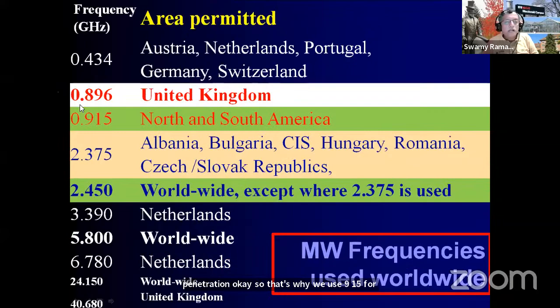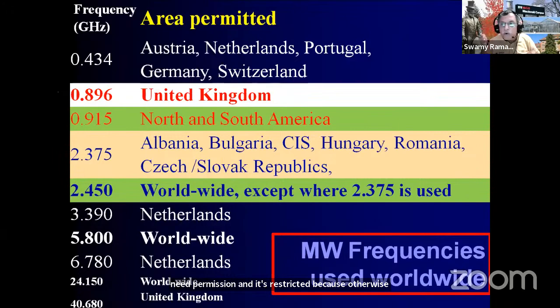There are a few other frequencies permitted worldwide with limited use in different countries, but the most widely used are 915 and 2450 megahertz. You cannot just use anything; all of this needs permission and is restricted, because otherwise we would interfere with telecommunication, radar communication, and even our cell phones would have problems.